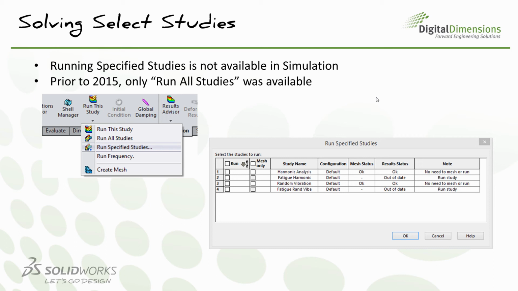Now, an interesting feature about this capability is if you hit run for a study that's dependent on a parent study, for example, like a submodeling study or a pressure vessel study, the program will also run that parent study first, then it will run the child study.